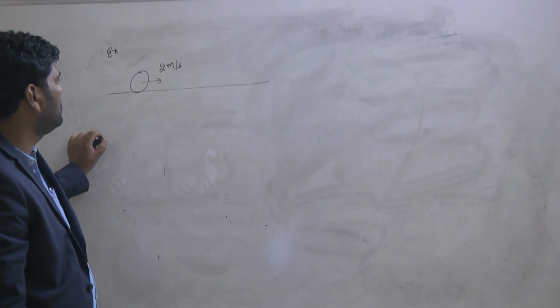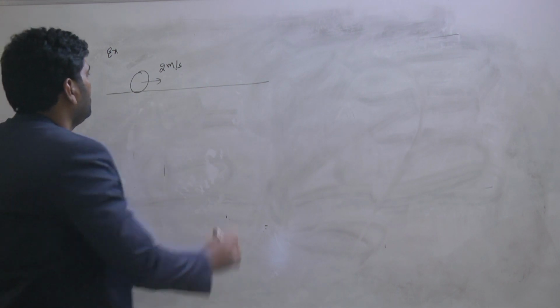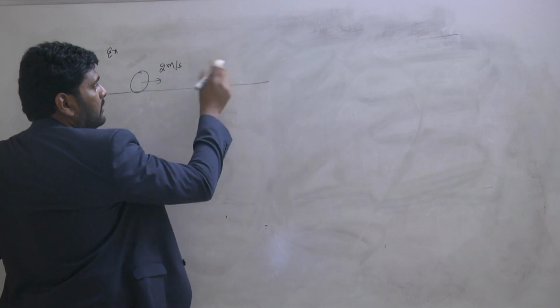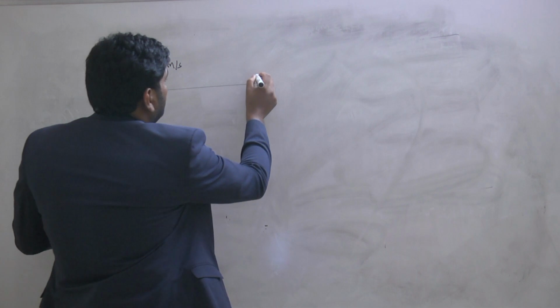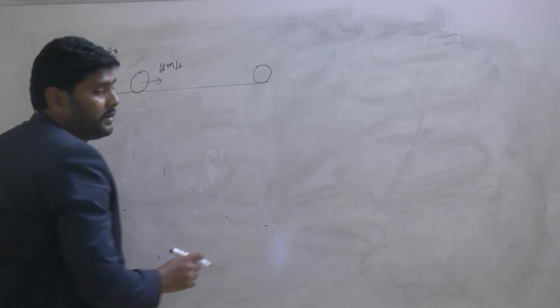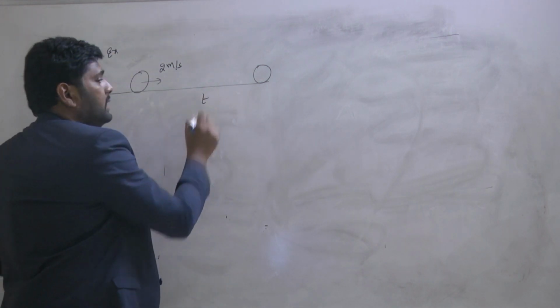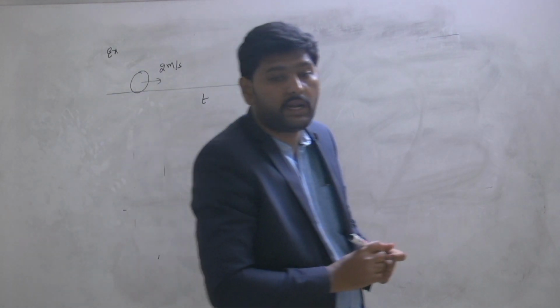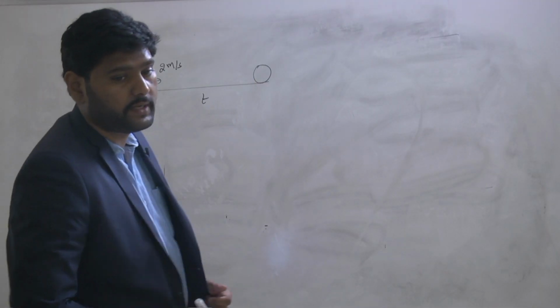Constant acceleration is started, and slowly it is continuously moving. When it is moving continuously, after time t it reaches here. In this case, draw the graph for this situation. What is the question I gave?